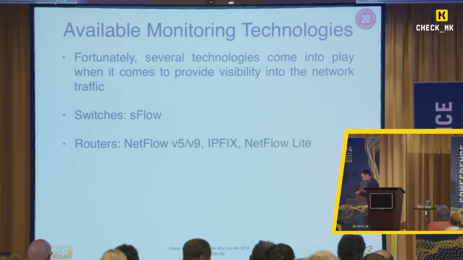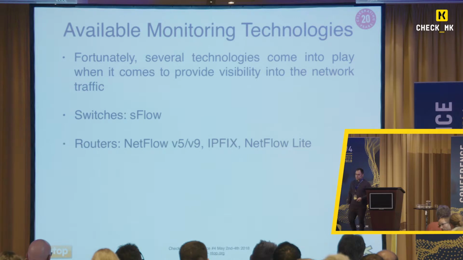So how can we add traffic visibility to our network? Well, fortunately, there are several technologies that come into play and can help us in doing this. The most widely known and available technologies to provide network visibility are NetFlow in its various versions, V5 and V9, IPFIX in your routers, and sFlow, which is another network visibility technology widely available in switches.